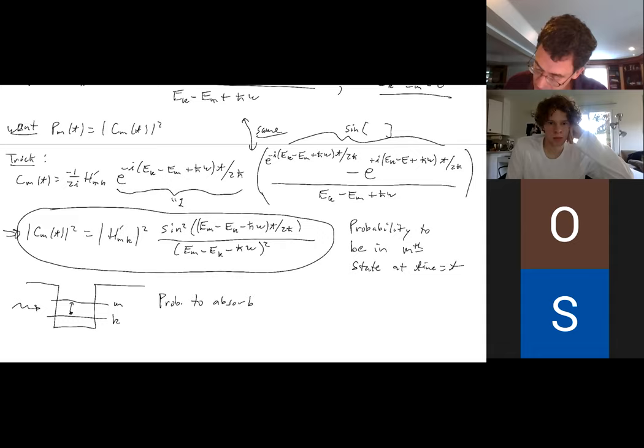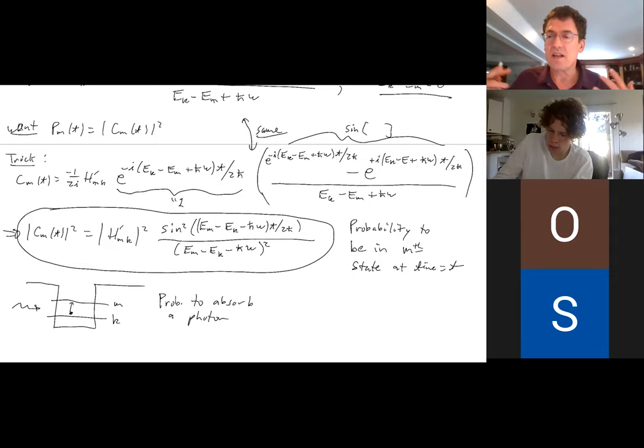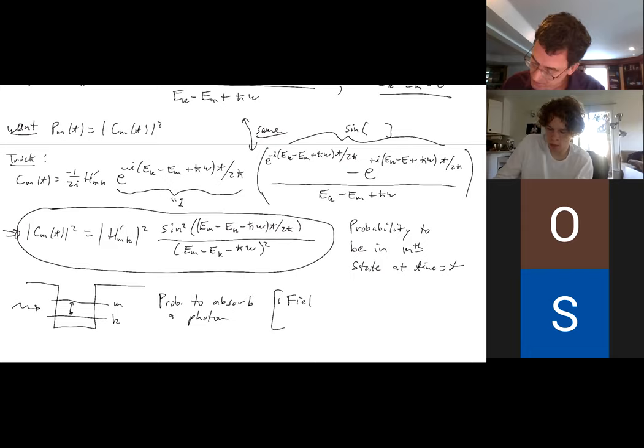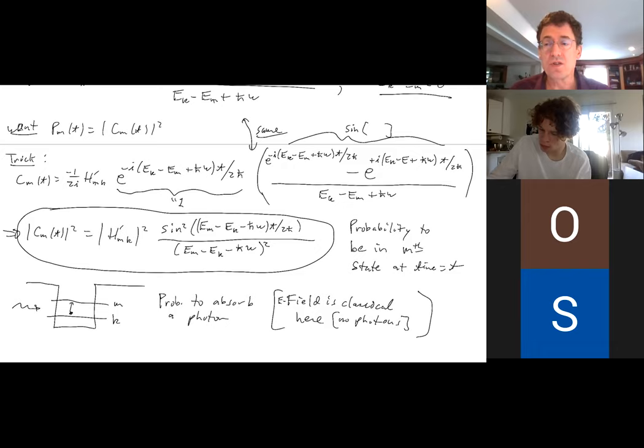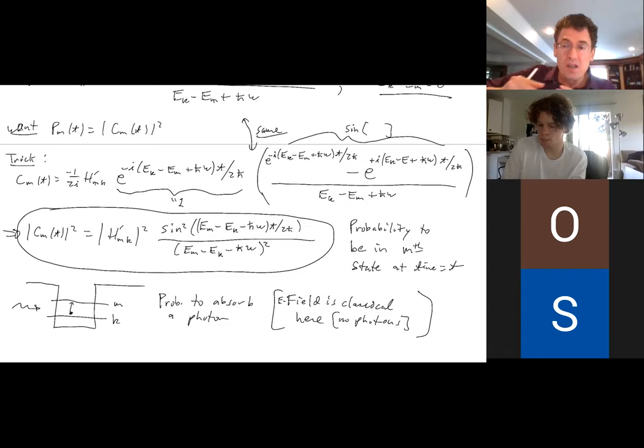So we've absorbed the light, although I want to say that in this treatment, the electric field is classical. So there are no photons. We don't really have photons in this treatment. If you want to see photons, you're going to have to go to graduate school and learn field theory. But here, this is a classical field. But I just want you to understand that physically, that's what's really happening. We're absorbing a photon and we're jumping up to a higher energy. And so that's a really important thing.